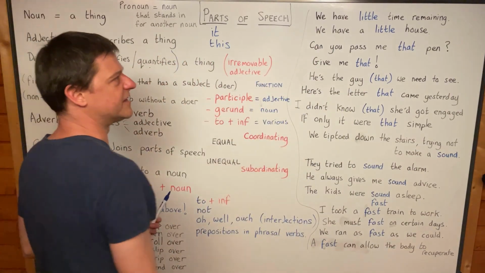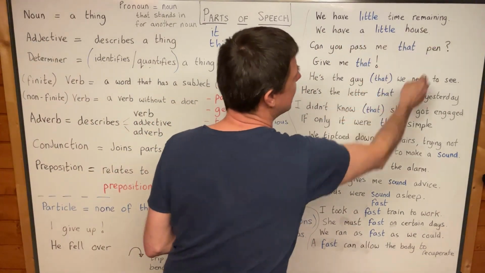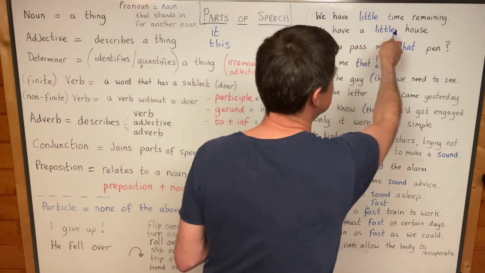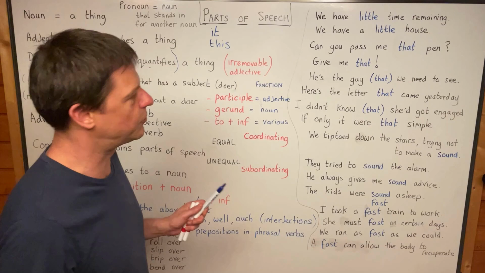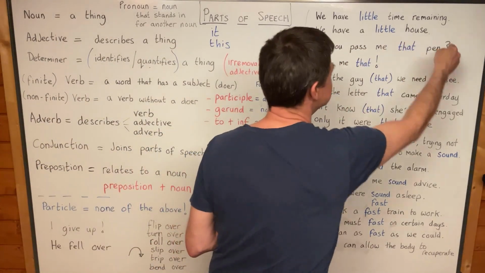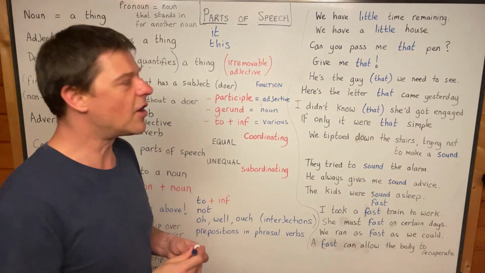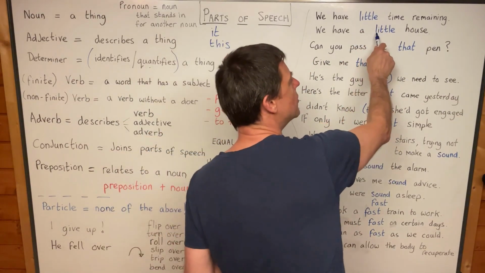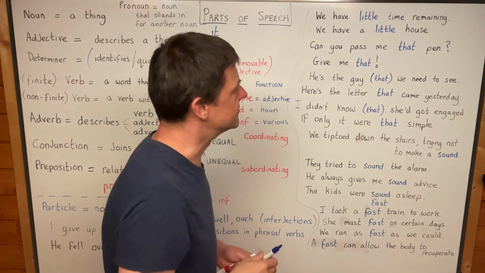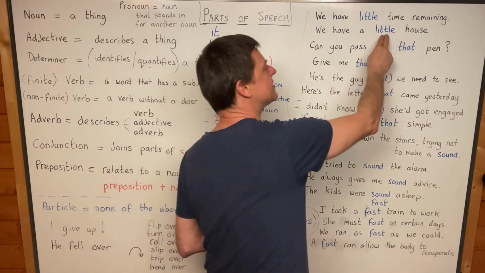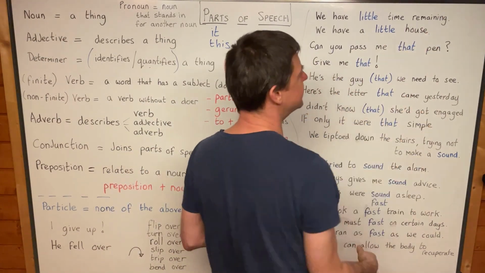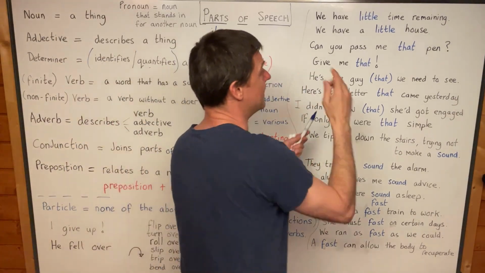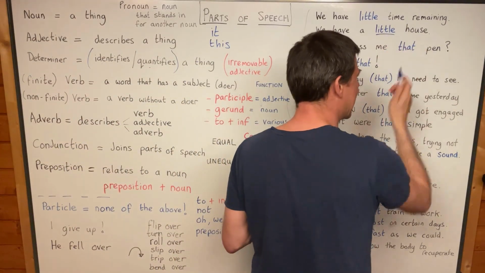Look at these two sentences. We have little time remaining. I want you to compare the function of little in that first sentence with we have a little house. What kind of word is little in the first sentence, and what kind of word is little in the second sentence? Well, in the second sentence, little describes the house, so it's just a small house, a little house, and that's why in this sentence it's an adjective.